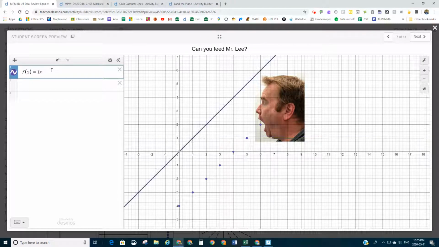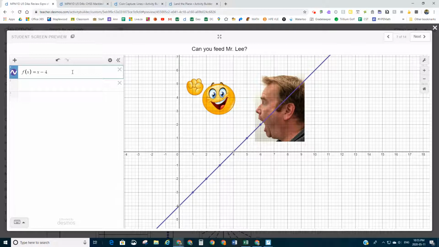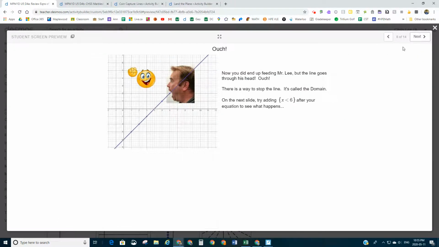All of them are going to be 1x. Or I bet you I can just put x, because that means 1x. And my y-intercept for this is down at -4, so I'm going to go -4, and bingo. I have been able to get my line right through Mr. Lee's mouth. Now, not only did we go through Mr. Lee's mouth, but we went right through his head.